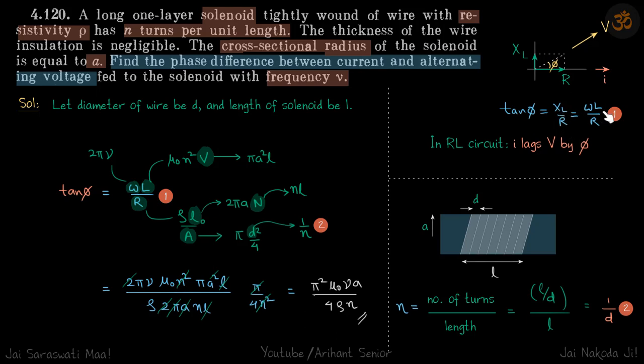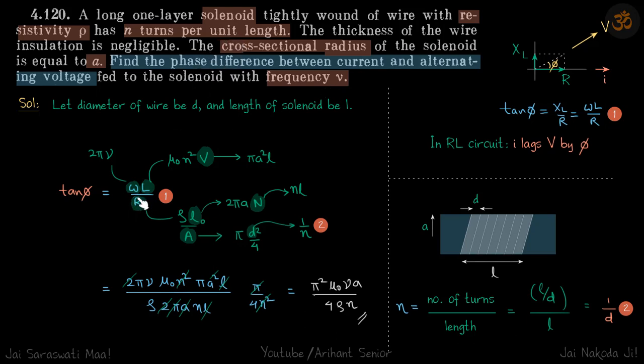So XL is omega L. So tan phi is omega L by R. And we know in series RL circuits, current lags voltage by phi. So this is what we know in an LR circuit. Now let's see the problem. We need to find the phase difference. The phase difference is given by omega L by R. So that's what we need to calculate in terms of what is given to us.